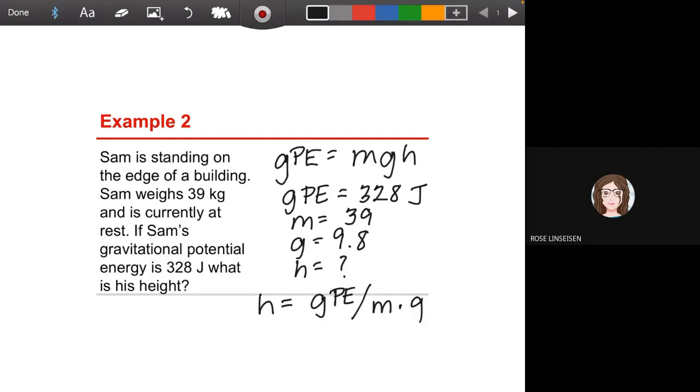So your mass times gravity, 39 times 9.8, these two things multiplied together is 382.2. So I'm going to take my 328, which is my gravitational potential energy, and divide it by 382.2, which gives me a height of 0.86 meters above sea level, so above the surface. So that's how you solve, and you can solve for mass exactly the same way by dividing gravitational potential energy by your height times your gravity.